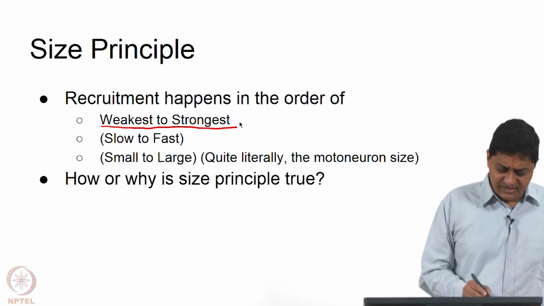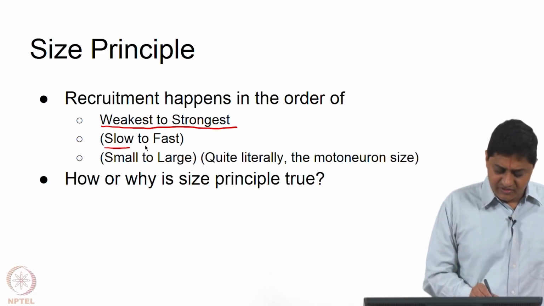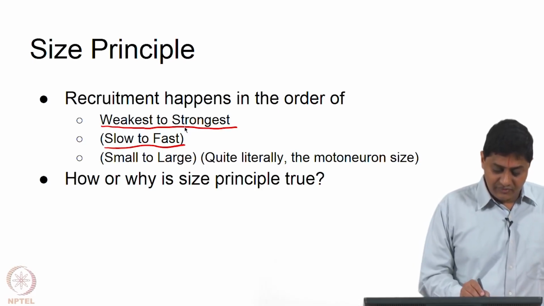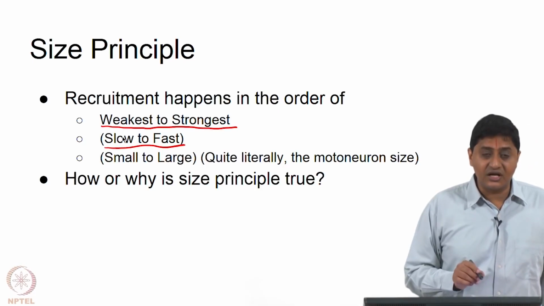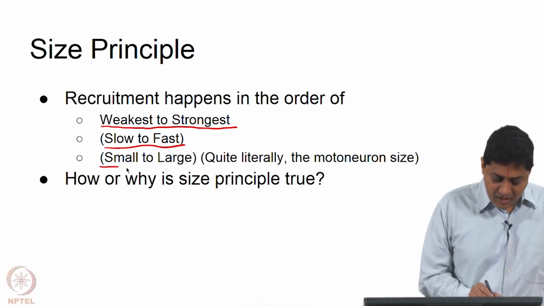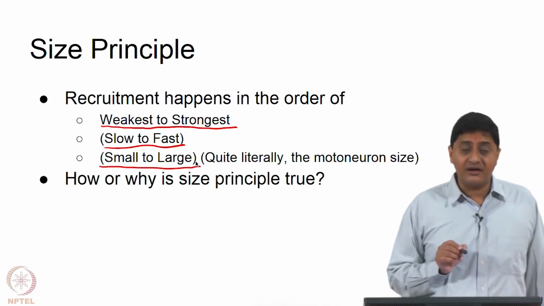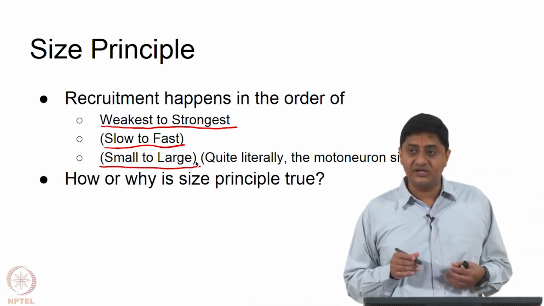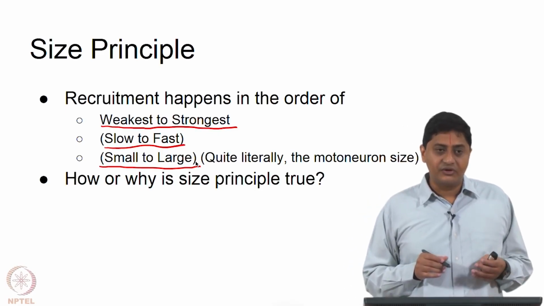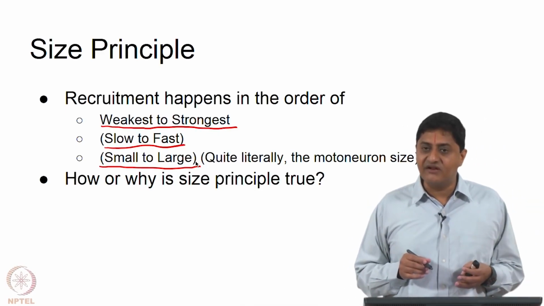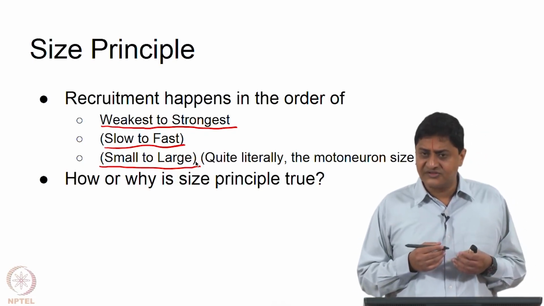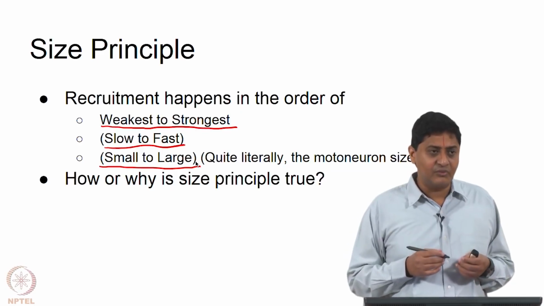This also means that the recruitment proceeds from slow to fast, I have put this in brackets because this is not exactly or always true, but it is mostly true, or from small to large. So, motor units are recruited in the order of their size. We said what is motor unit size? Motor unit size is defined by the innervation number, is it not? The number of muscle fibers innervated by a motor neuron.